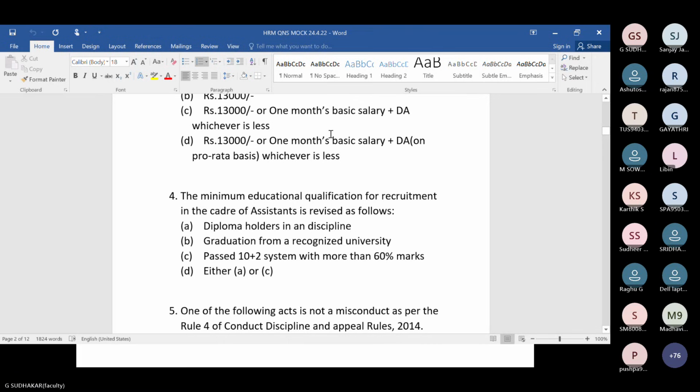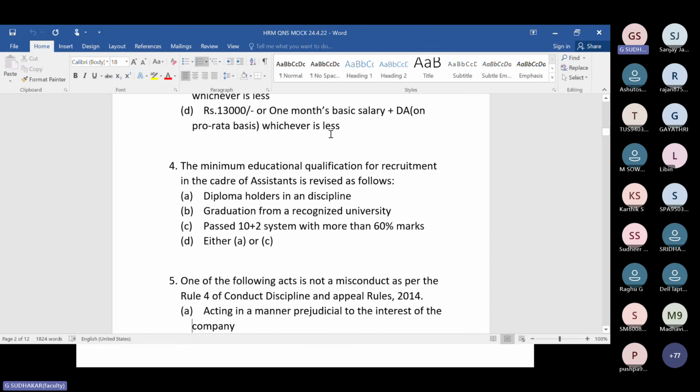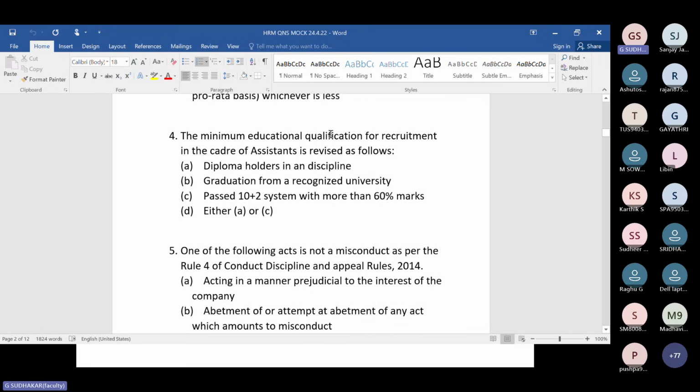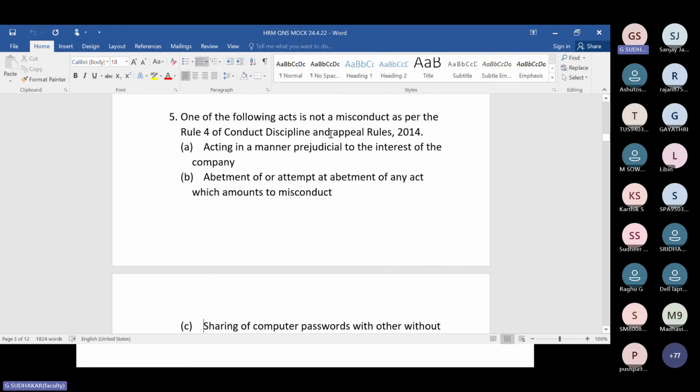Minimum. Option B, sir. Graduation. B. Good, correct. Previously it was 10+2. Now, 4 years back, they revised it to graduation.